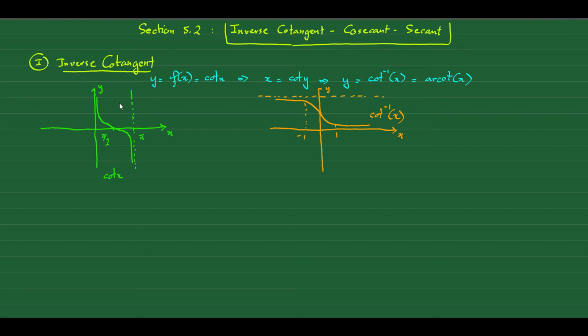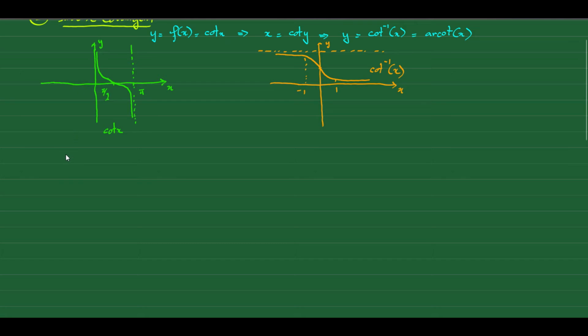Now again we look at the domain. The domain of cotangent will be from 0 to pi, not included because of the vertical asymptote, and the range goes from negative infinity to positive infinity. For the inverse, the domain goes from negative infinity to positive infinity, and the range goes from 0 to pi. So this is pi right over here, this is y equals pi right here.